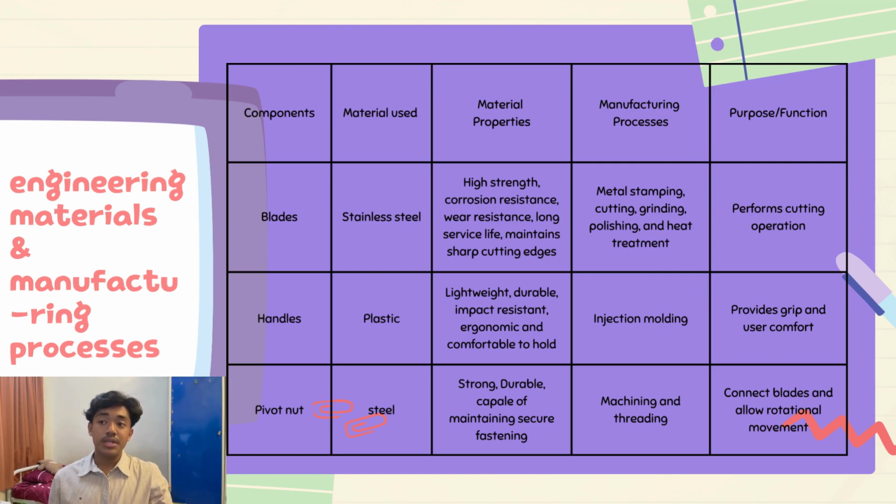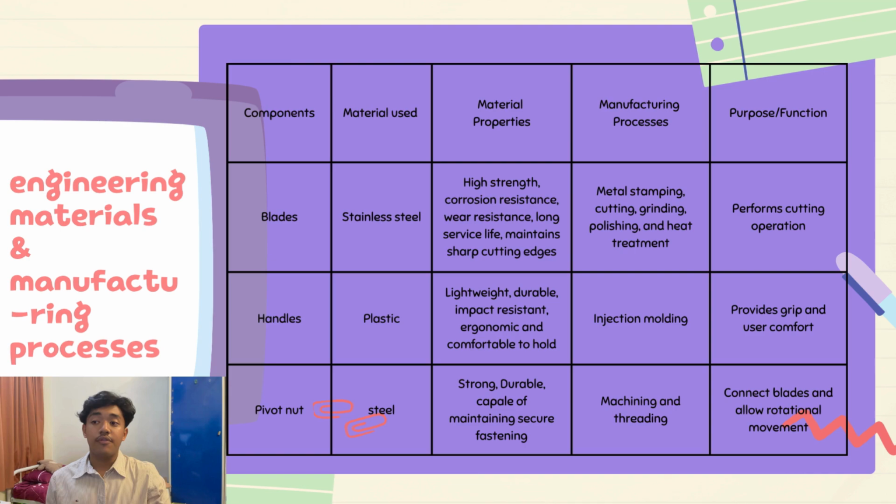So for the blades, the material used is stainless steel and it has high strength, resistance to corrosion, wear resistance, long service life and also maintains sharp cutting edges. And the manufacturing processes are metal stamping, cutting, grinding, polishing and also heat treatment. So what is its purpose? It is to perform cutting operation.